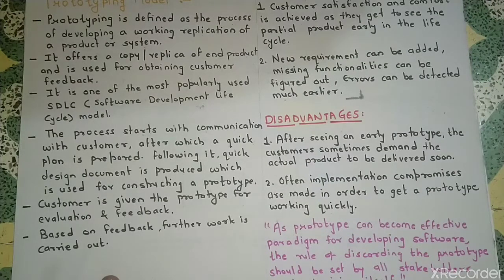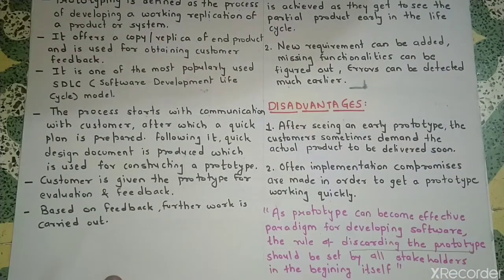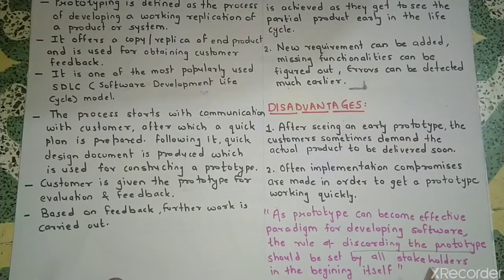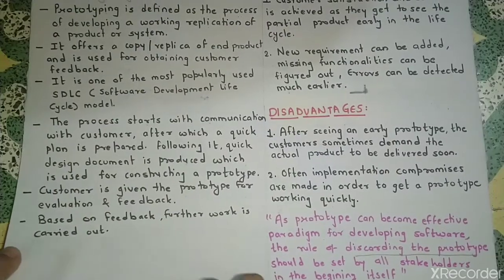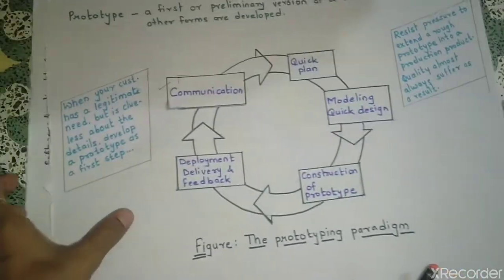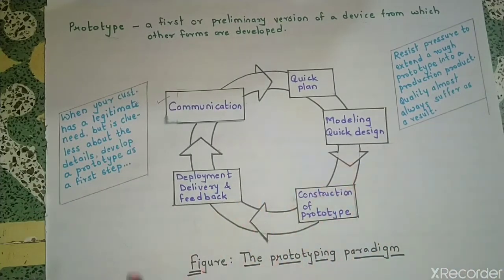So what we should remember is, as prototype can become an effective paradigm for developing software, the rule of discarding the prototype should be set by all stakeholders in the beginning itself. We should say that because the prototype is not the actual working thing, the customer should also know it, the development team should also know it, and they should discard it and start working on the actual thing once the prototype is finalized. So there are two pieces of advice mentioned in our book.